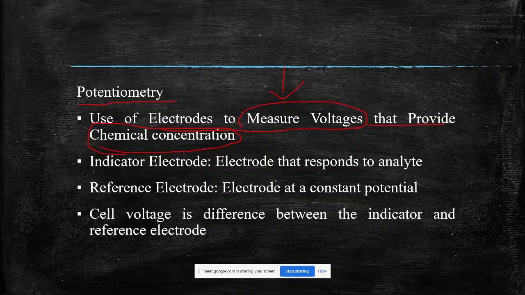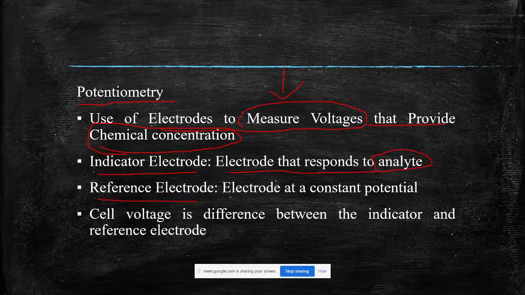Here we are going to use two types of electrodes. The indicator electrode is the electrode that responds to the analyte. Analyte means the sample solution, where the concentration of a particular ion has to be measured and is unknown. The reference electrode is a standard electrode. Here we know the concentration of ions present in that solution, so this electrode is dipped into the standard solution and it always gives a constant potential.